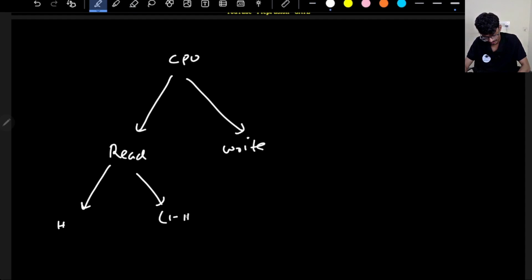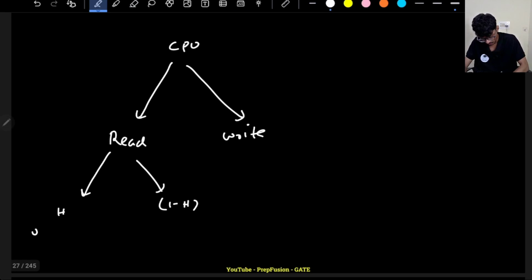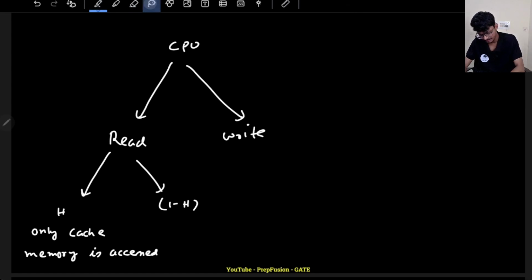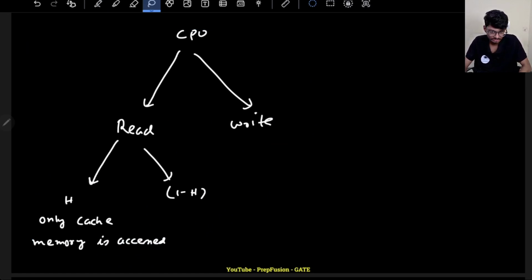Okay, a read can be a hit or a miss, right? Hit means it is present in the cache memory, and miss means it is not present in the cache memory. So if it is a hit, then in this case only the cache memory is accessed, and if it's a miss, then what happens? If it's a miss, then basically the main memory is accessed.